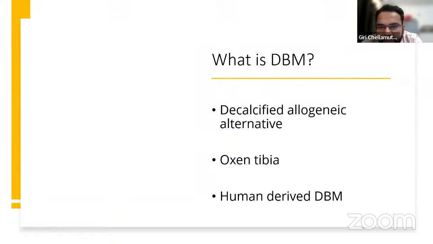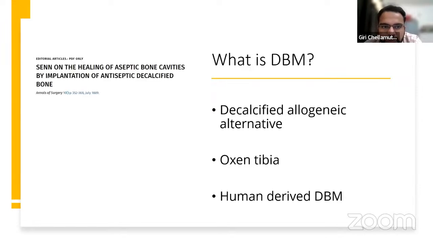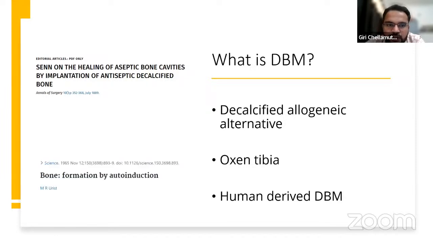Demineralized bone graft is nothing but a decalcified allogenic alternative. Is it a new product in the line? No, as early as 1889, Senn et al. used decalcified bone from the tibia to treat some long bone cavities, which was a form of demineralized bone graft. And then by 1965, Urist et al. derived the human-derived demineralized bone graft. And from then on, the demineralized bone grafts have been used then and there, but the evidence is very limited.